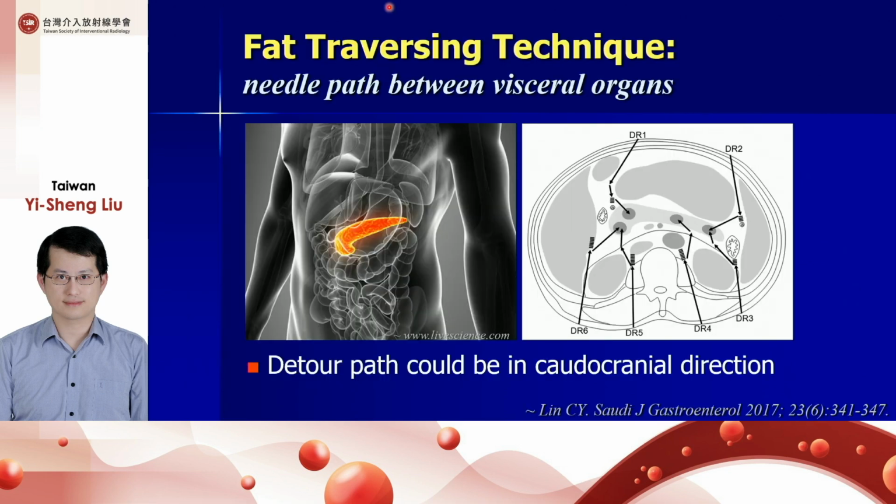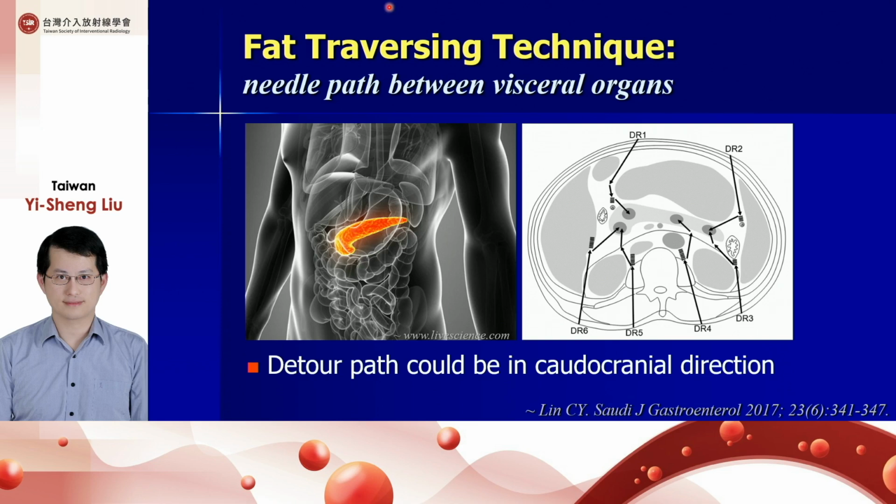Since a straightforward path is rare in patients with central abdominal lesions, we developed a fat traversing technique to find any safe one. The core concept of this technique is a needle path between visceral organs. We also call it a detour path. And the path is the trajectory of the needle tip, not the shape of the needle body.